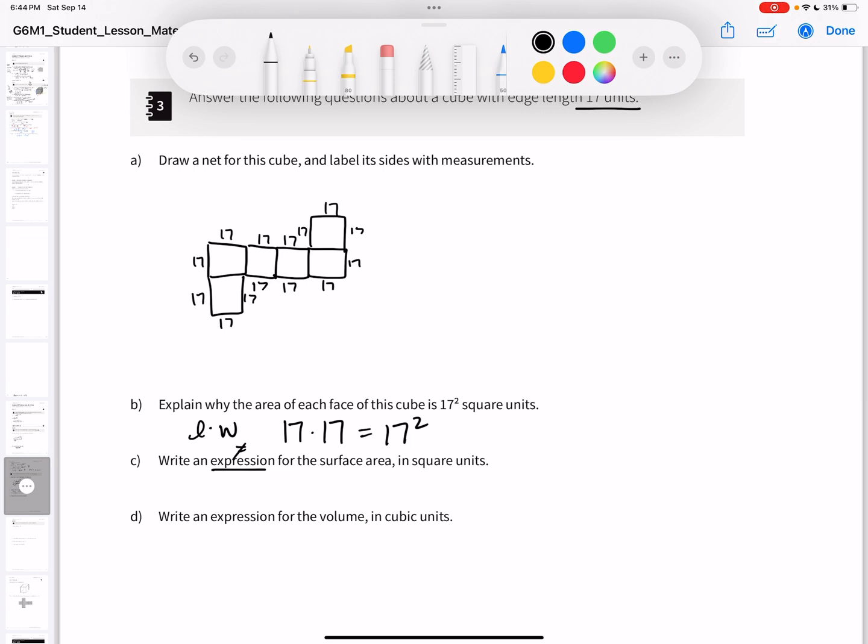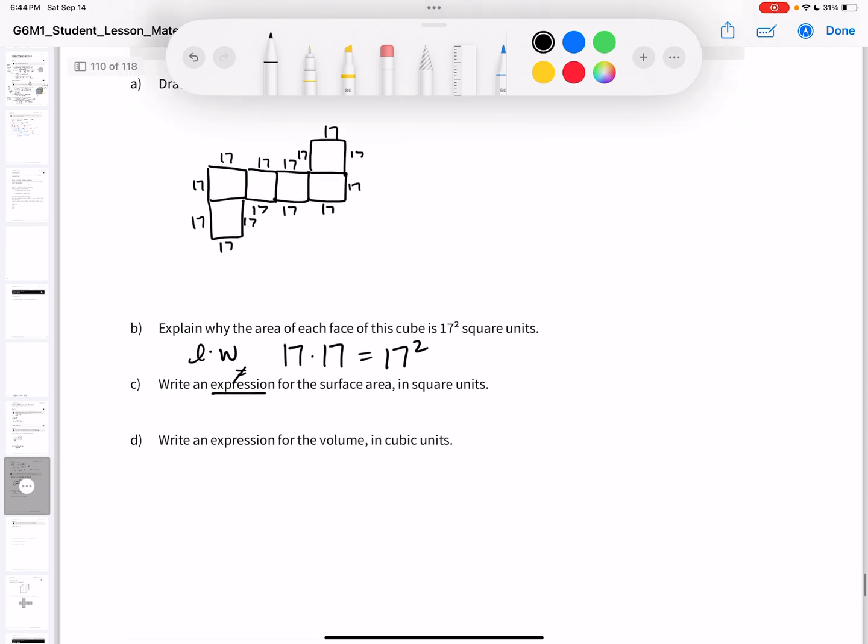So surface area is the length and the width. Well, for a cube, we have 17 times 17, which would be our area, and then we have 6 of those areas, so we would do 17 squared times 6, because we have 6 of those squares. So that is an expression. We could also write 17 times 17 times 6. Either one works. Write an expression for the volume in cubic inches.